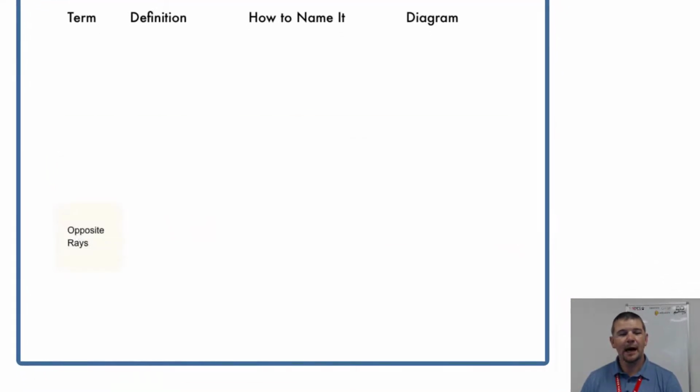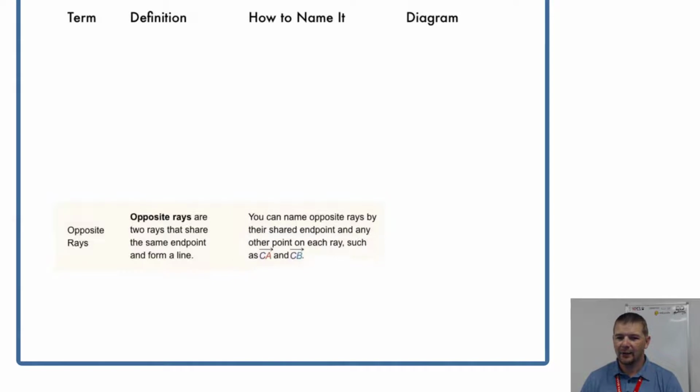Final term, opposite rays. Definition: opposite rays are 2 rays that share the same endpoint and form a line. How to name it? You can name opposite rays by their shared endpoint and any other point on each ray, such as ray CA and ray CB. A diagram? Here we see opposite rays, CA and ray CB.